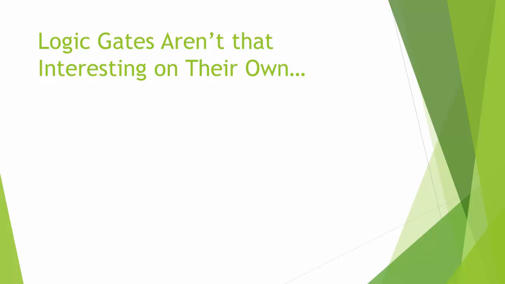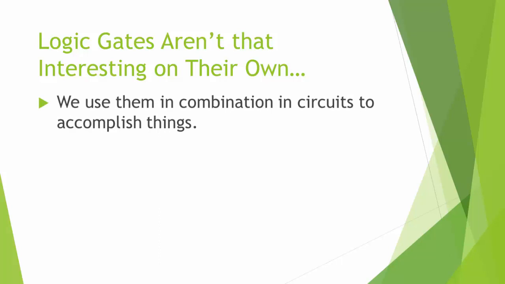All right, hopefully you took the time to build those Venn diagrams and they're making a bit more sense to you. But I suspect at this point you're kind of saying, okay, well, that's a lot of logic diagrams and I still don't really understand how I'm going to construct a complicated device based on such a simple operation. And the answer is that logic gates aren't all that interesting when you just consider one at a time. We put them in combination in circuits to accomplish things.